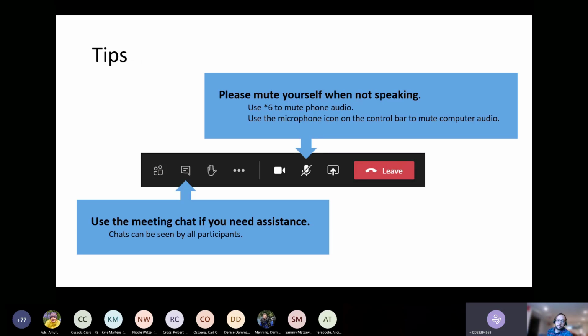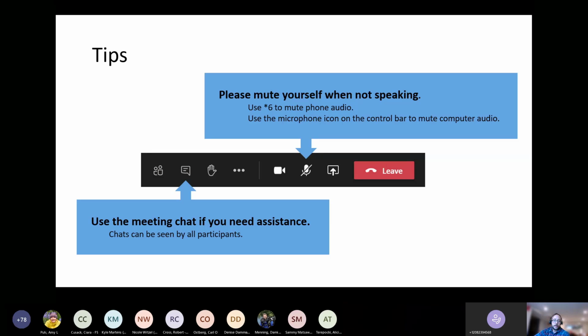But first, some quick tips on navigating the meeting platform. Please do mute yourself when you're not speaking. You probably already realized that you are muted as you joined, but if you weren't, you can mute yourself on the phone using *6 to mute and unmute yourself. And then if you're using a computer for audio, you mute and unmute using the microphone icon on the toolbar.